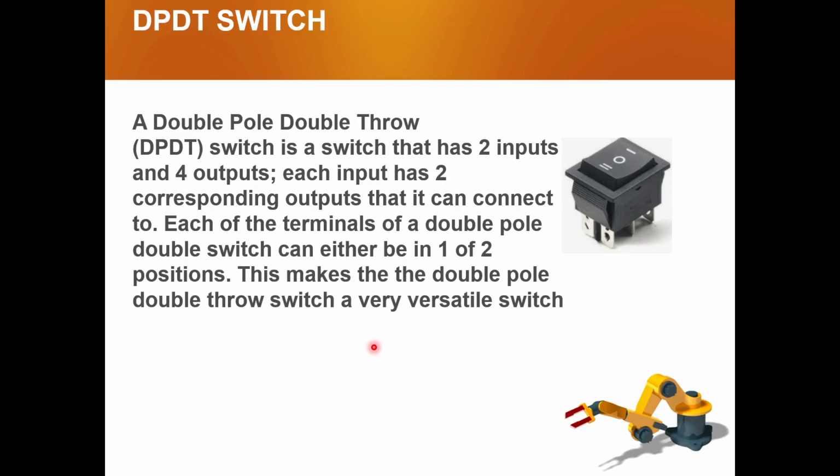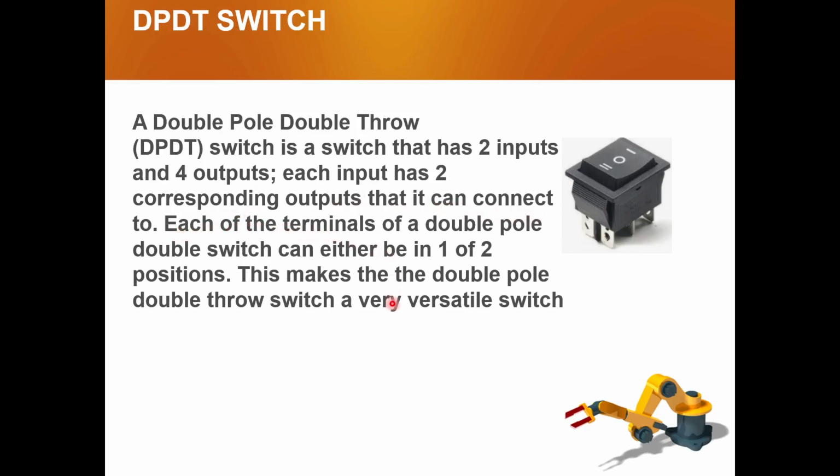So now we have a DPDT switch. A switch is basically turning something on and off. DPDT means double pole double throw. It is a switch that has two inputs and four outputs. You can see four pins here and two pins in the center. Each input has two corresponding outputs that it can connect to.